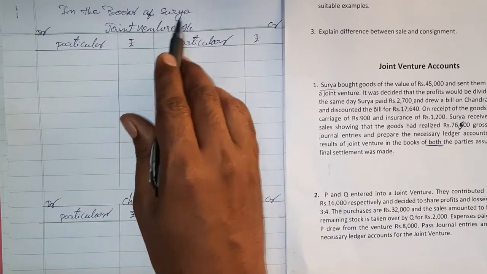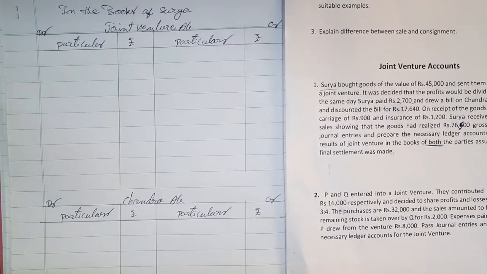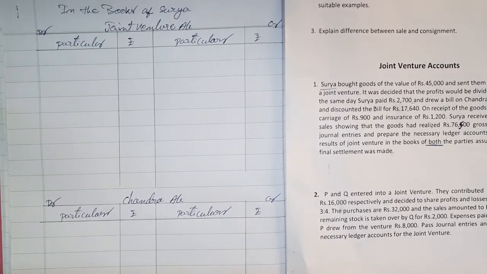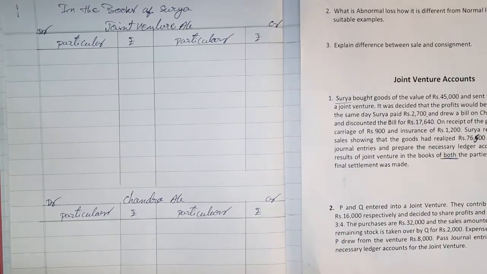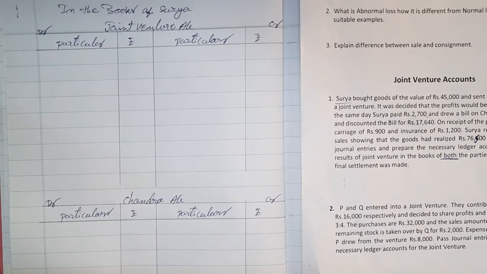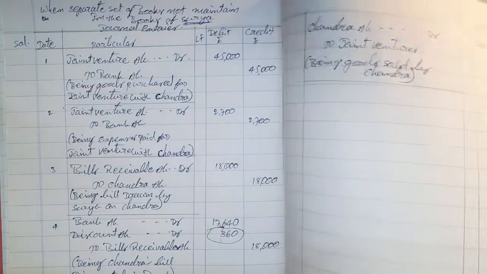Next, in the books of Surya, that is joint venture account. In the books of Surya, joint venture account. Okay, this is the joint venture account, and we should also prepare the Chandra account. This is the ledgers. Actually, we can prepare directly. That direct method we can discuss in the next question. In this question he asked for the journal entries. Now we can go for journal entries.